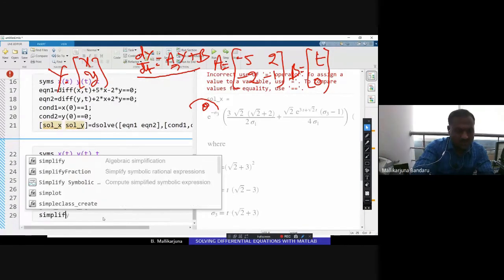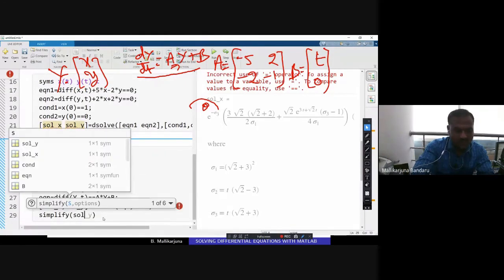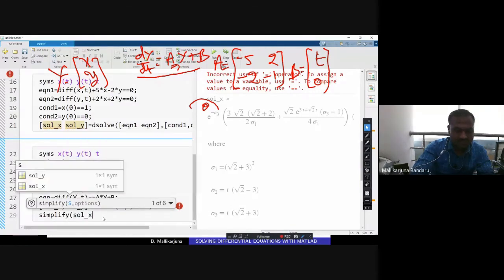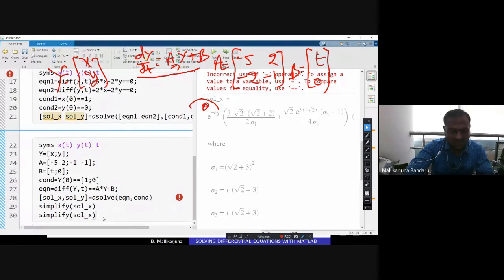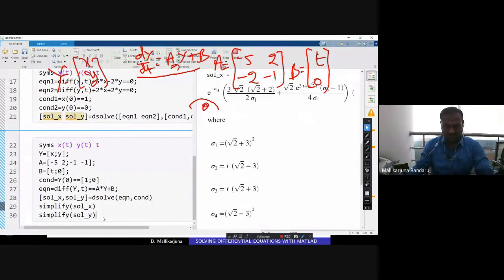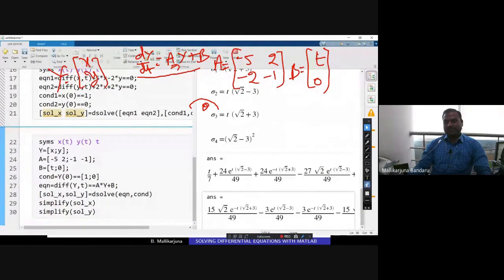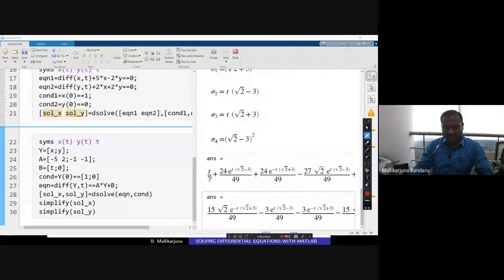Simplify the solution of x, and the same way simplify the solution of y. Then what will we get? Right, this is the solution of x and this is the solution of y. Okay, now let us draw both.